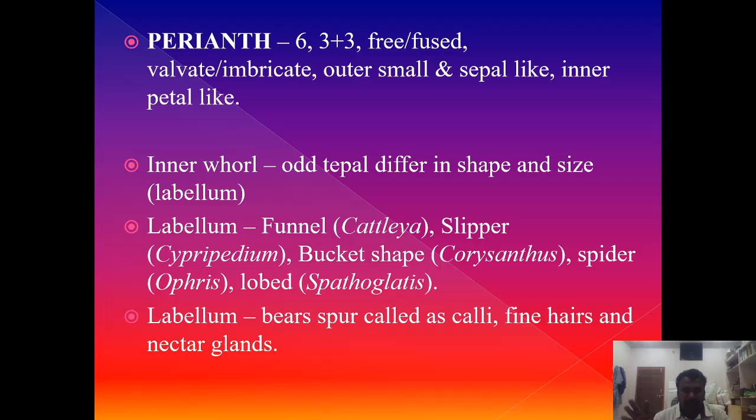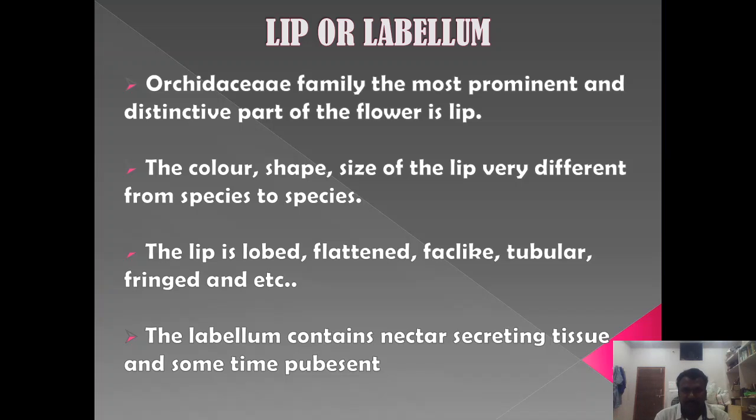This labellum has various shapes in various species. For example, in Cattleya it is funnel shaped. In Cypripedium it is slipper shaped. In Coryanthes it is bucket shaped. In Ophrys it is spider shaped. In Spathoglottis it is lobed. This labellum or lip bears a spur, calli, and hair-like structures which possess the nectar glands to attract the pollinators.